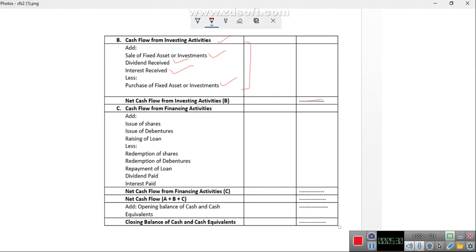Then the third component is cash flow from financing activities. It includes the procurement of funds or redemption of funds by the company. So in this, add all issue of shares if there is an increase in shares, issue of debentures, raising of loan. In this, the company is receiving cash or the company's bank balance will be raised. And subtract if the company repays any share or debenture or loan, that is, redemption of shares or redemption of debentures, repayment of loan to be subtracted, dividend paid, interest paid. The company has paid dividend, and interest the company has to pay.